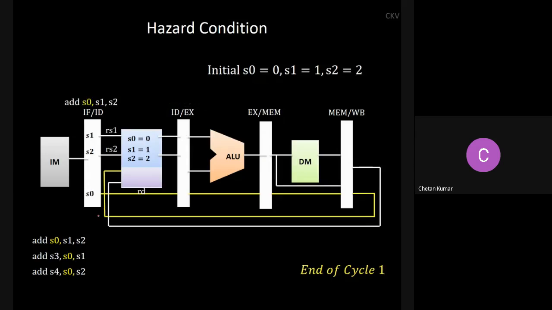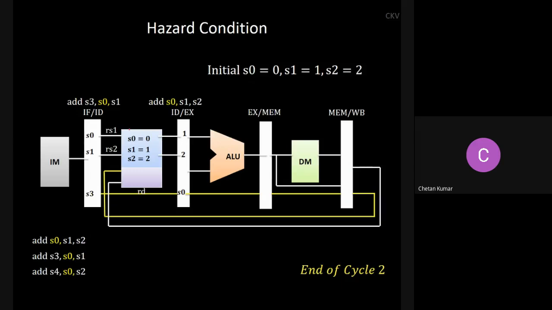What was the second solution for solving hazards? The first solution was stalling, which we'll discuss later. But the second solution was forwarding. Now I'll again reiterate the same steps. At the end of clock cycle 1, you would have the first instruction in the IF/ID register. So there is no problem. At the end of clock cycle 2, again there is no problem because I am reading the correct value of S1 and the correct value of S2.